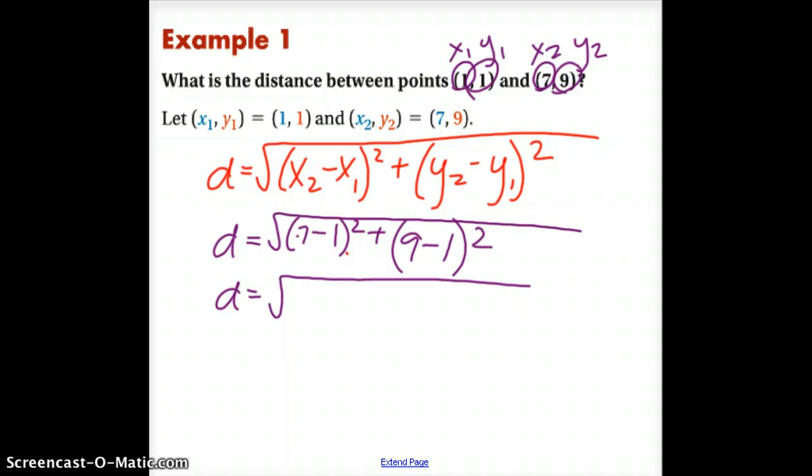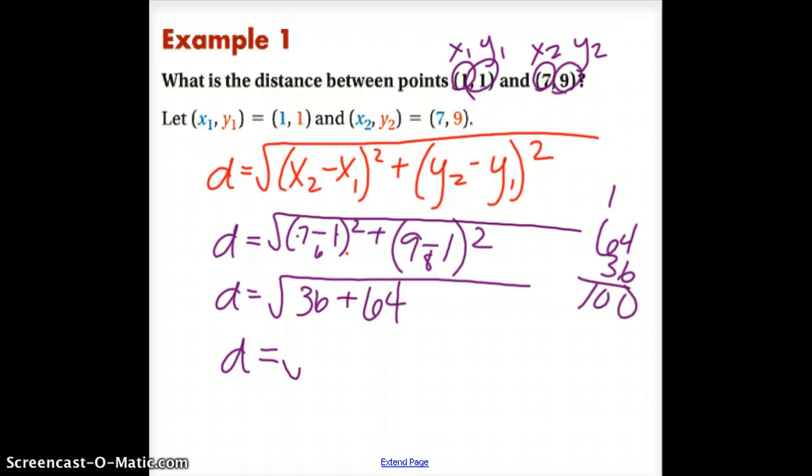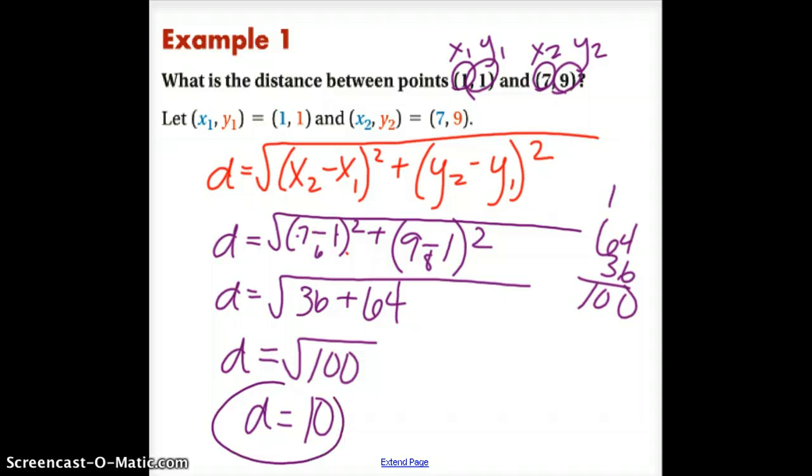7 minus 1 is 6. 6 squared is 36. 9 minus 1 is 8. 8 squared is 64. Distance equals, I want to add this up, 64 plus 36 is 100. Finally, the square root of 100 is 10. The distance from these 2 points is 10.